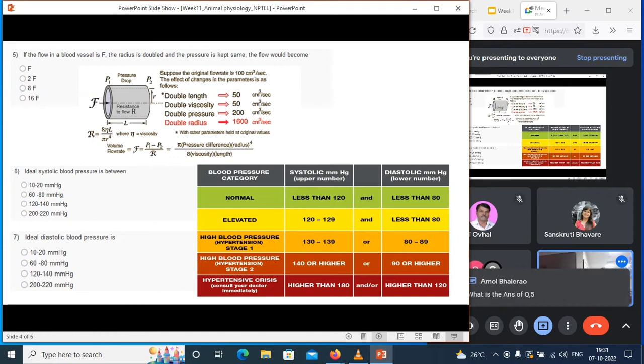The answer will be 16 here. It is the 4th power of the radius. So if the radius is 2r, the flow rate will be 16r, that is the 4th power of 2r.